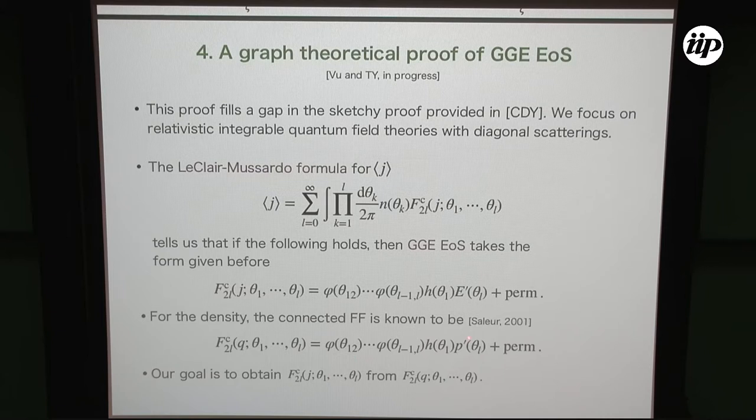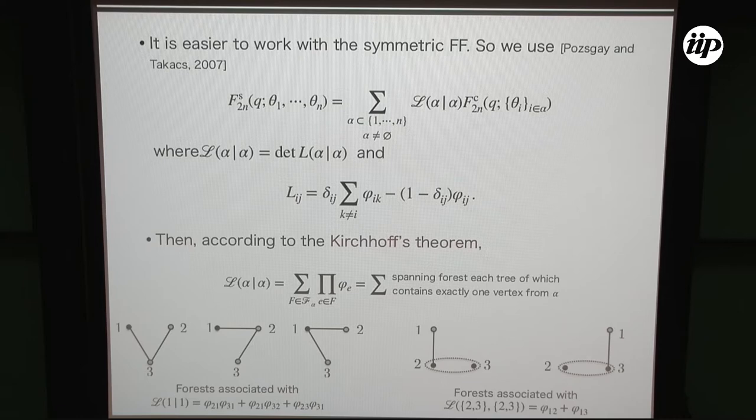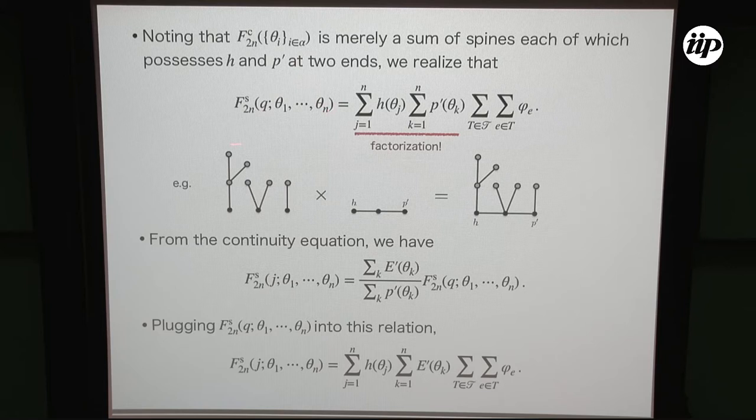And also, there are permutations of this spine as well. So that's the graph theoretical interpretation of this connected form factor.